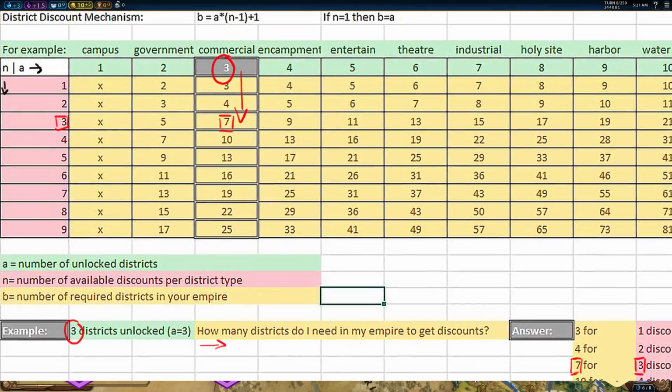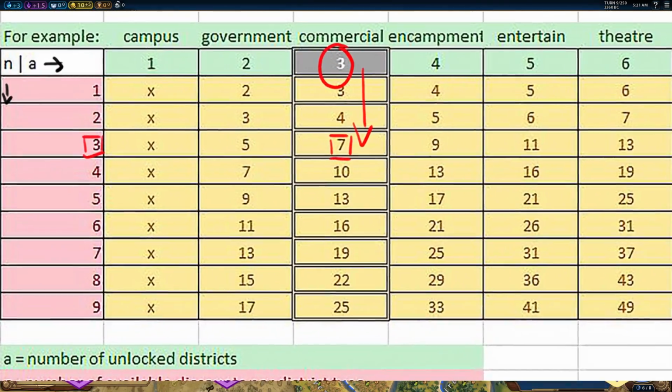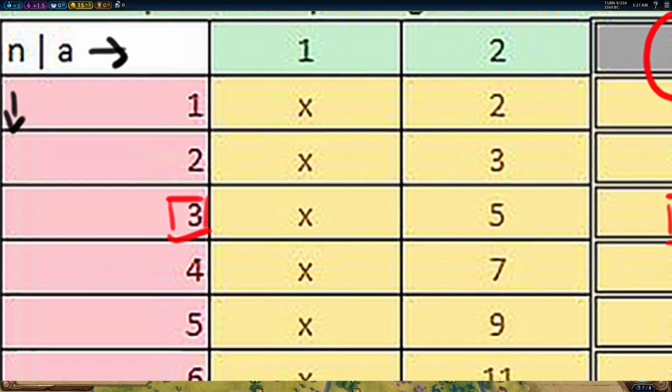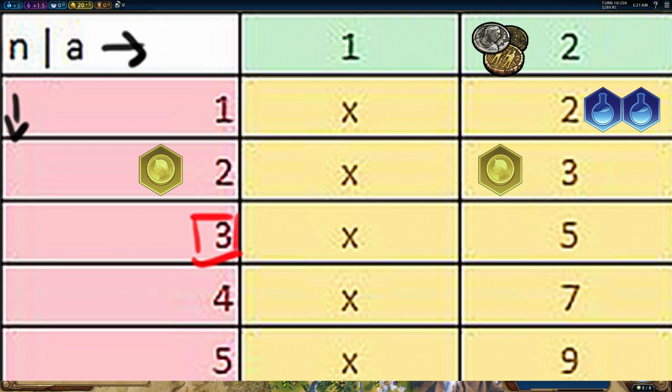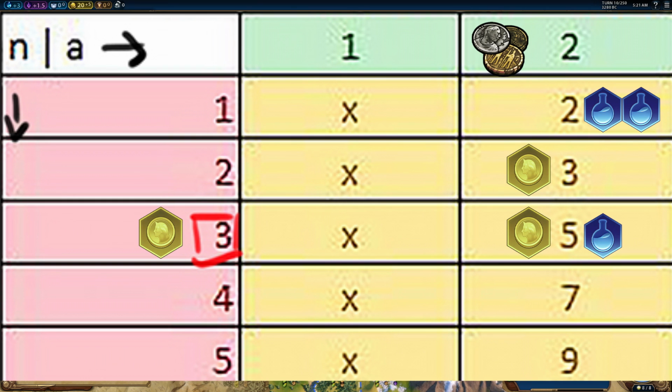That sounds quite terrifying, but let's look at this table. Here we can find our specific situation with the two unlocked districts. We have built two campuses and can build one discounted commercial hub. To get a second discounted commercial hub, we need to build 3 districts in total, with only 2 districts discovered. To get the third discounted commercial hub, we have to build 5 districts in total, with the number of discovered districts no more than 2.